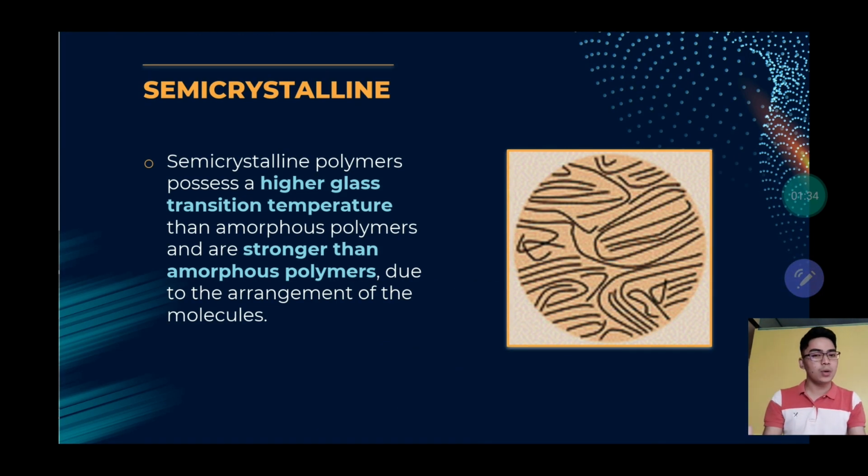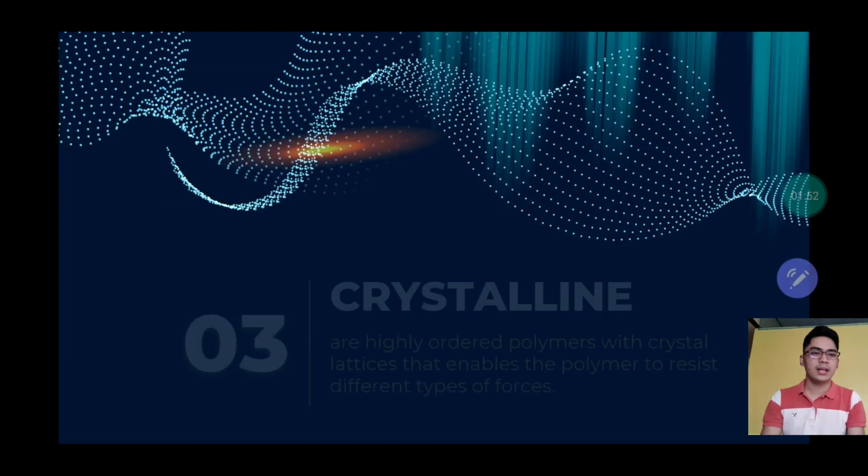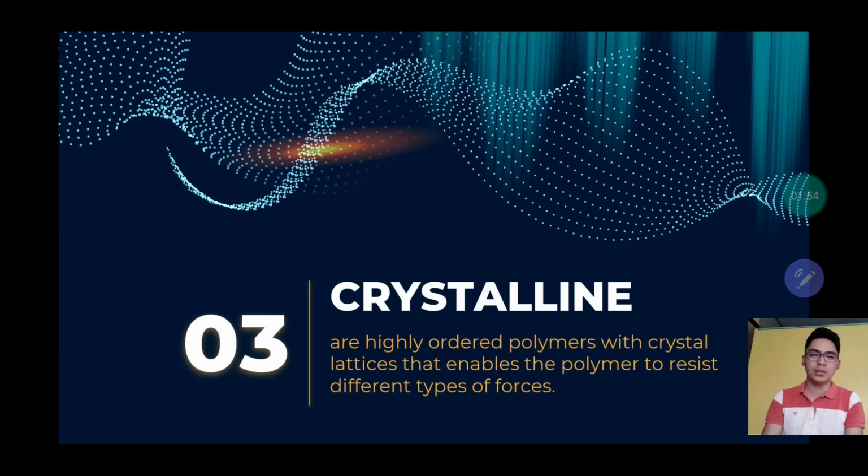Semicrystalline polymers have properties such as a higher glass transition temperature, and they are stronger than amorphous polymers. This is due to the fact that they have some ordered regions. So as you can see in the picture, some of the regions of the semicrystalline polymers are very ordered and some are non-ordered. And last is the crystalline polymers.